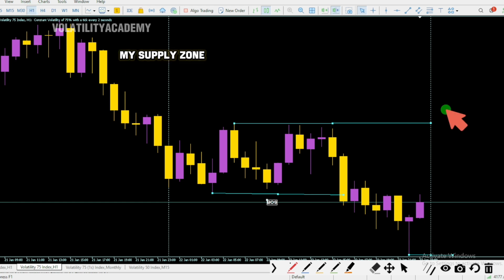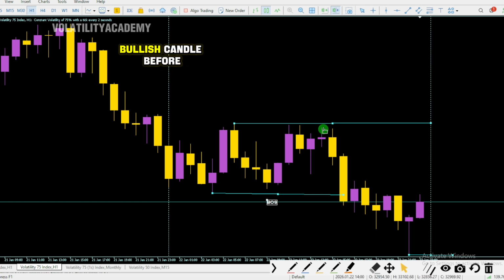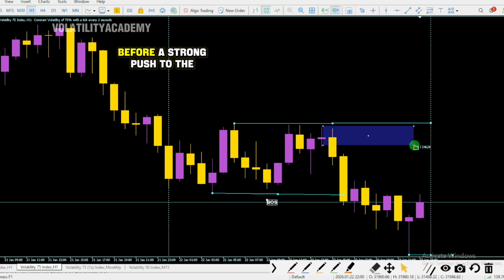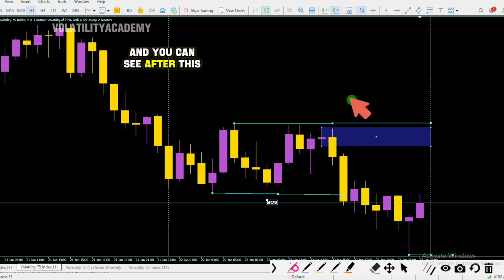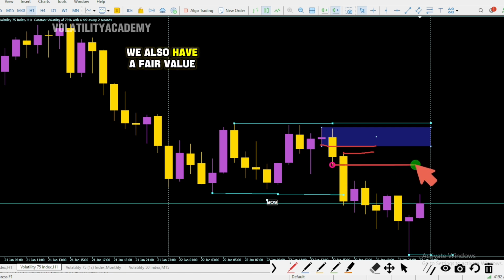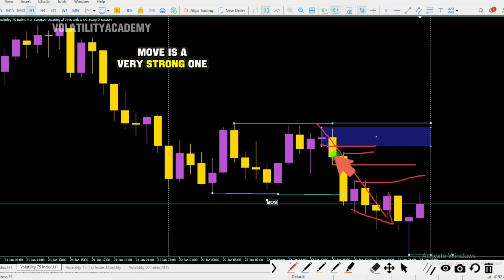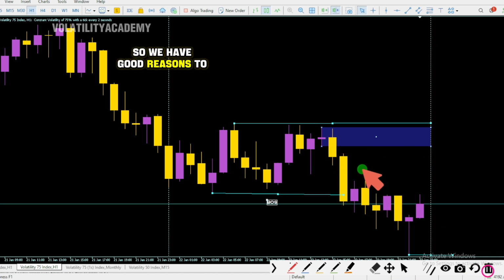Right now I'm going to mark my supply zone. What is my supply zone? My supply zone is the last bullish candle before a strong push to the downside. Okay, right here, this is it, and you can see after this candle was printed, we have a fair value gap right here. We also have a fair value gap right here. That's to tell you that this move is a very strong one, so we have good reasons to keep our eyes on these zones.